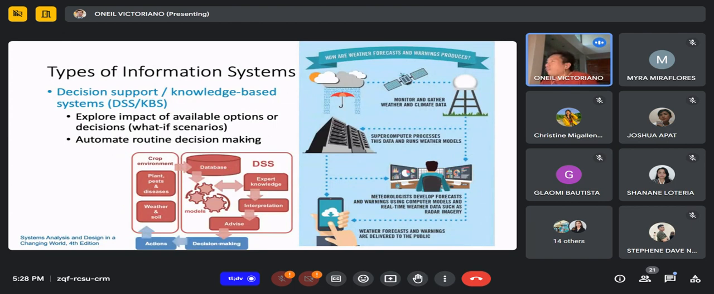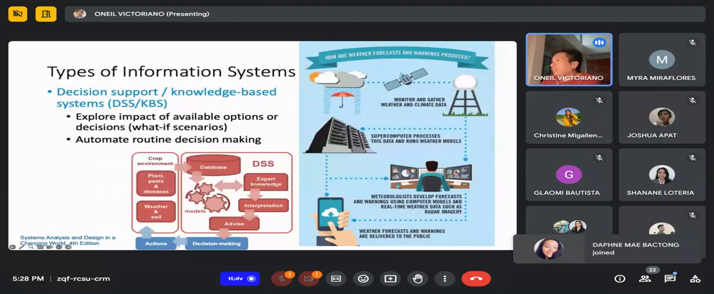The next kind of information systems would be DSS or KBS. We call it decision support or knowledge based systems. Sometimes we call it what-if systems. So we have decision making for particular scenarios, and decision support and knowledge based systems would require a lot of data, sometimes called big data, to be able to give decision making.